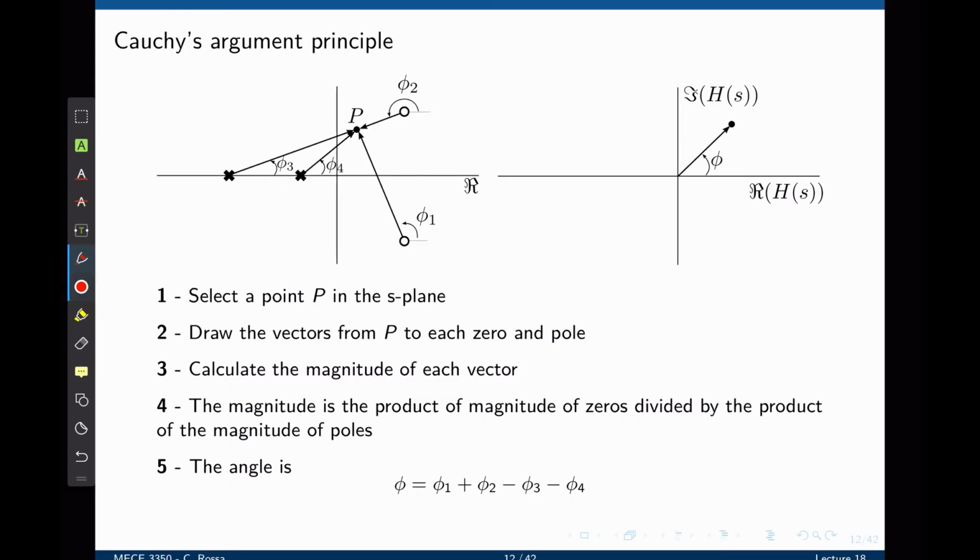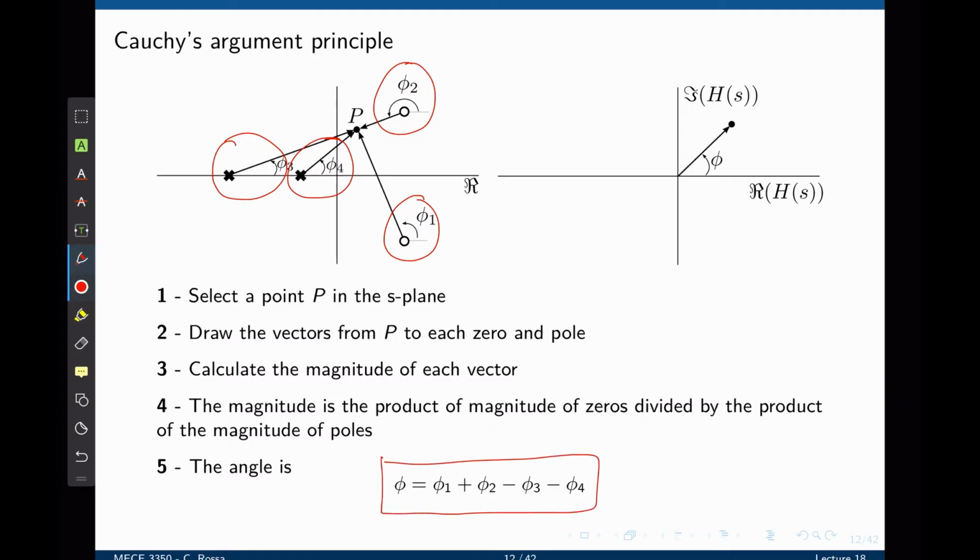The angle of the transfer function, or the phase of the transfer function, is simply the sum of the angles of all zeros minus the sum of the angles of all poles, as shown here. If we now take the magnitude and phase, we can plot that as a vector in the w-plane, and in the w-plane, this distance is the magnitude, and this angle is the phase.